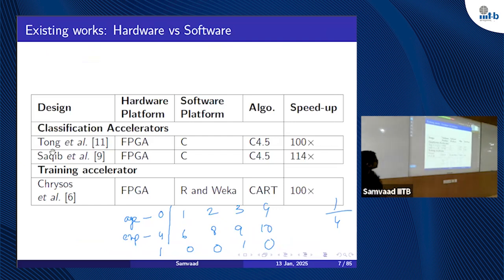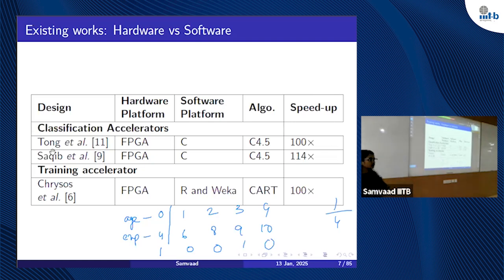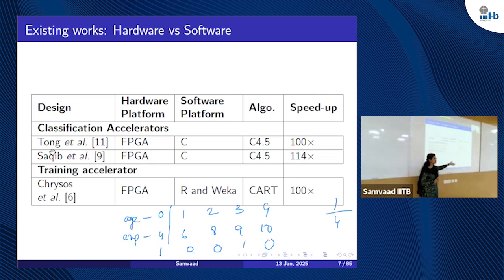Yeah, so if you compare with the 100x and 114x, if you do HDL synthesis, how much does it speed up? In my case, this is 100x. These are classification, right? So I have compared in my last work. But this is also implemented in the hardware, right? So you write the program in C and it's synthesized in FPGA. They have implemented only the classification. I have implemented the training. That's why I only kept this to show what are the works done on decision trees.